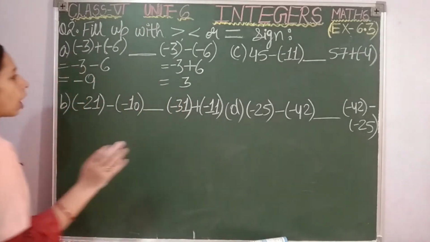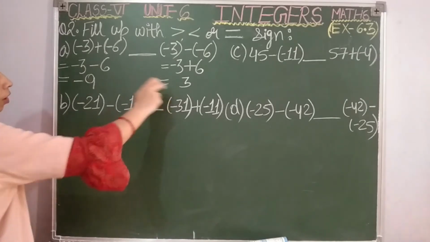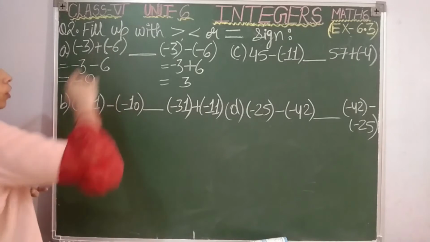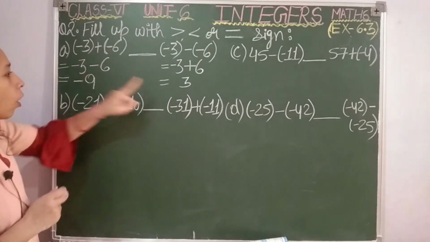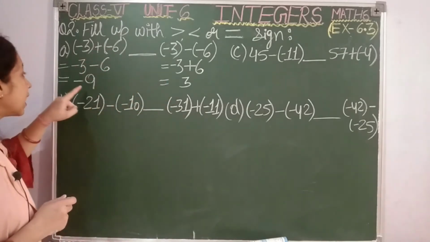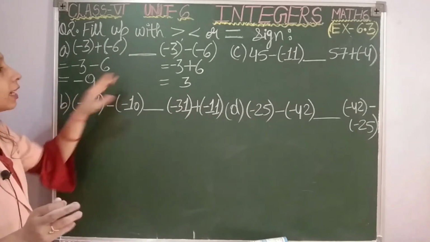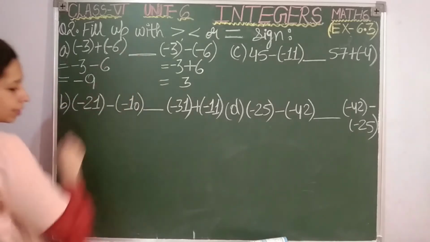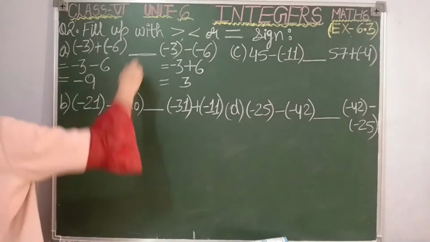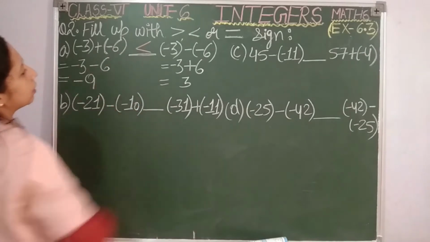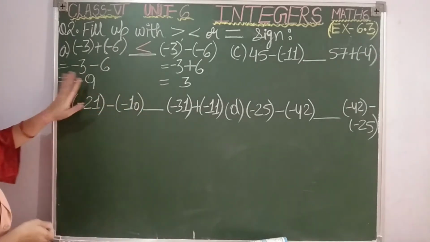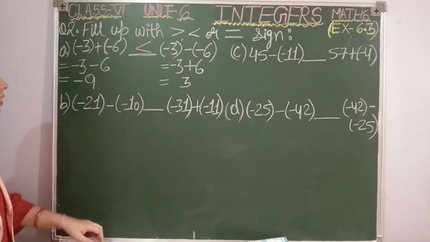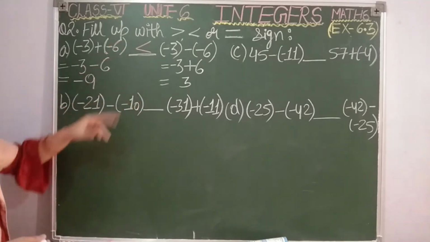Okay students, now you decide: minus 9 is greater, or 3 is greater, or they are equal, which is the sign that we are going to put here? We know that a positive integer will always be greater than a negative integer. That means here the second integer is greater than the first one. So minus 9 is less than 3. Clear, students? Like this, first solve and then you can put the signs.